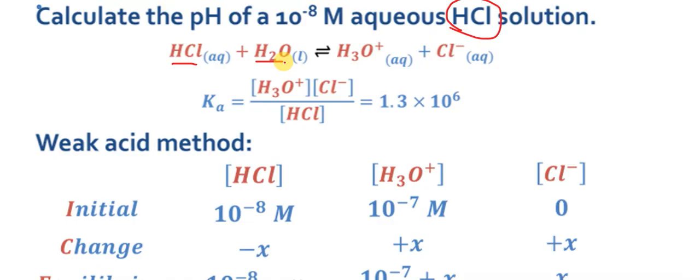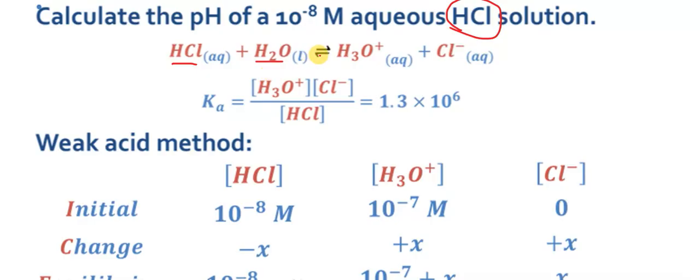It only helps in solvation as a medium. So its amount is in excess, and this excess amount is always constant, so its concentration is not written. The Ka value, the ionization or dissociation constant of HCl, is 1.3 times 10 to the power 6. This Ka shows that the acid is very strong.